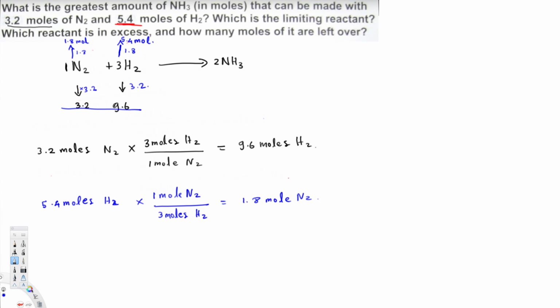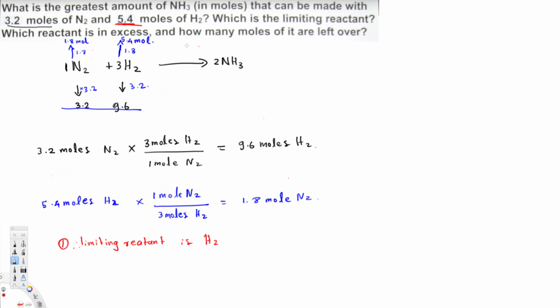But the first question is asking, what is the limiting reactant? The limiting reactant is the one that will run out first. Here if you look at this one, we have 3.2 moles of N2, so this is in excess, right? This is more than what is required. We have enough of it, but H2 will finish first. So that is our limiting reactant. Therefore the limiting reactant is H2. That's the one that will finish first.